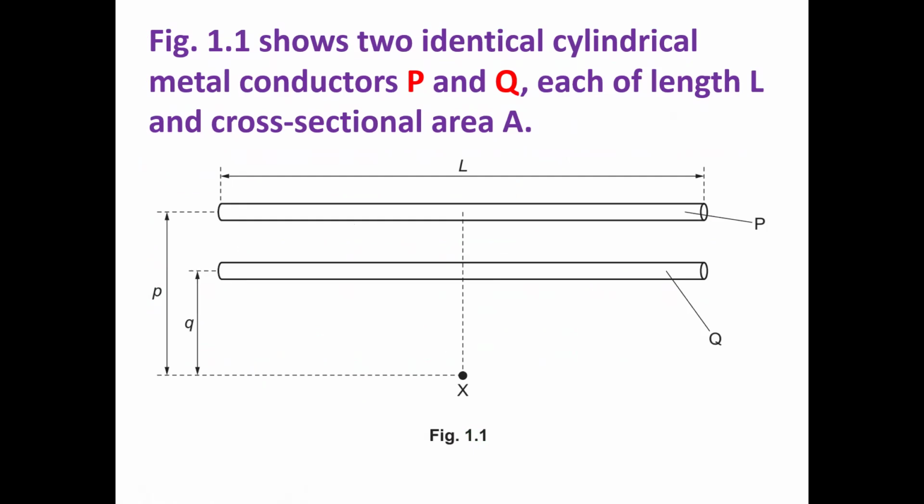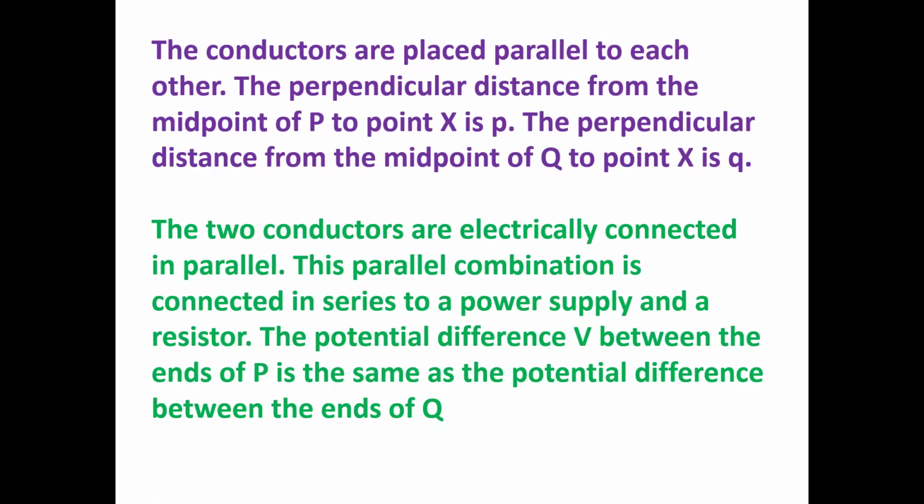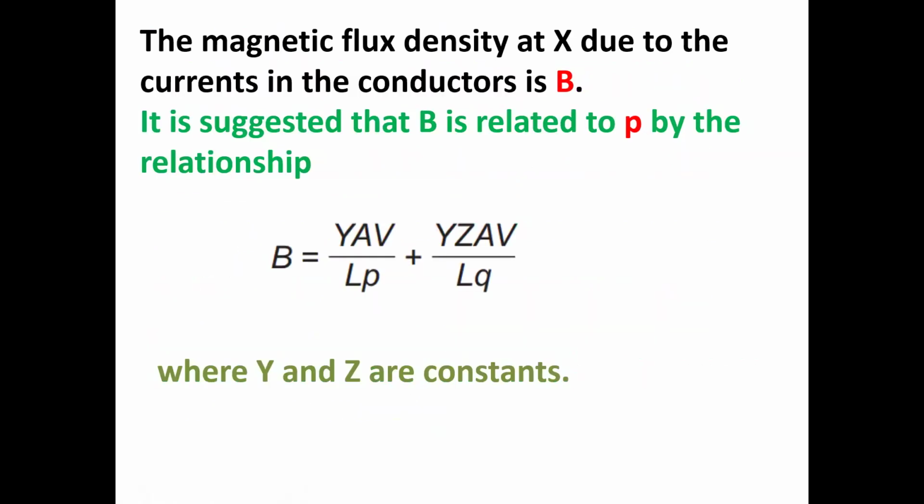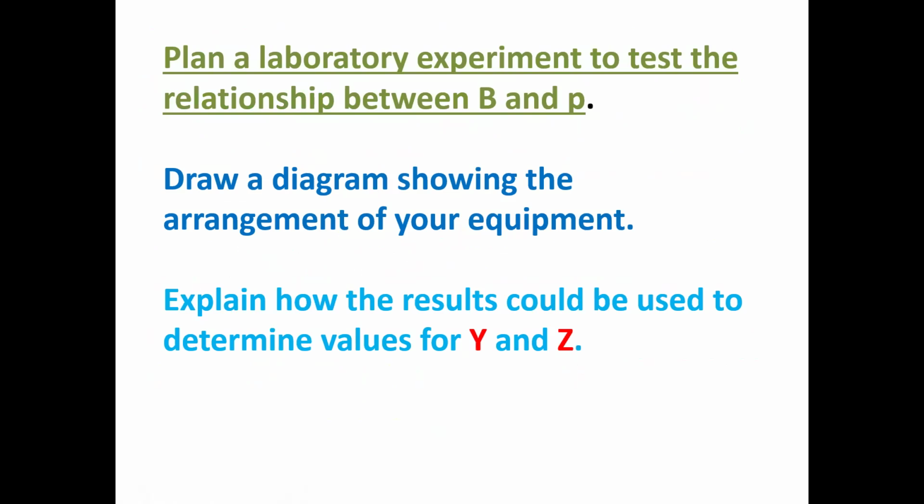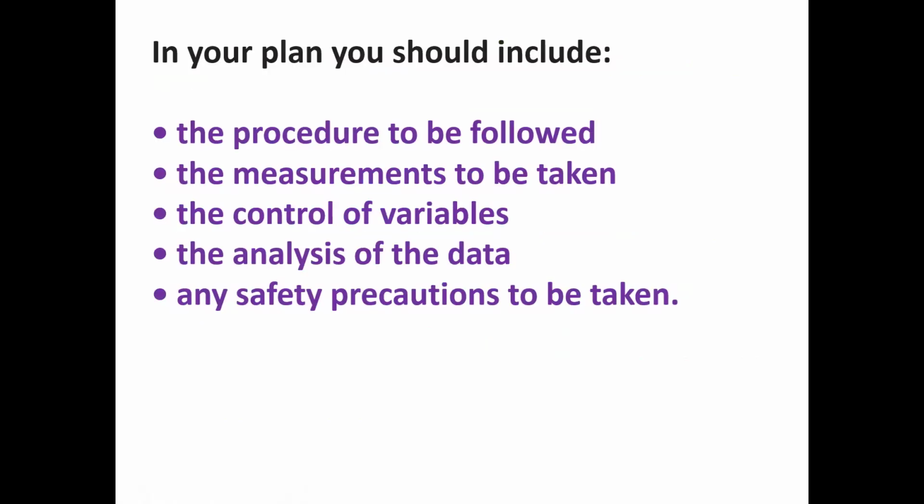So now we have a quick review of what we have discussed. Two conductors are connected in parallel, connected with a power source in series, and then they are going to get current. The current will create an electromagnetic effect. Magnetic flux density at X due to the currents in the conductor is B. Draw a diagram showing the arrangement of your equipment. Explain how the results could be used to determine values for capital Y and Z in your plan.